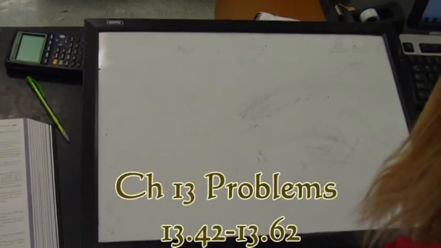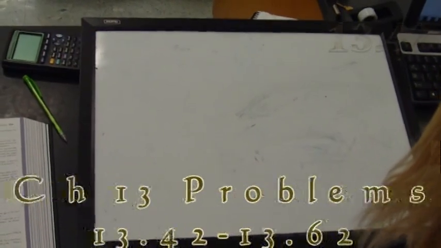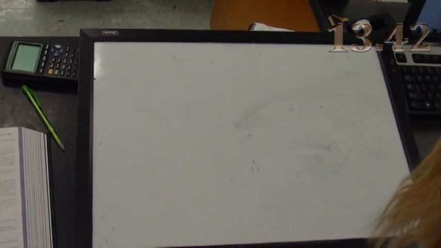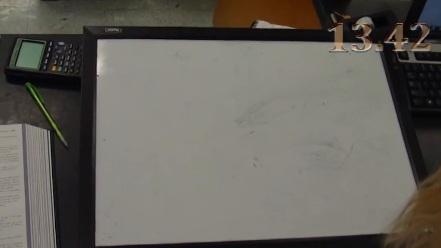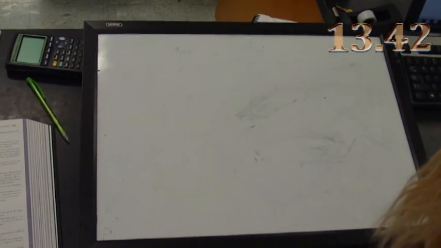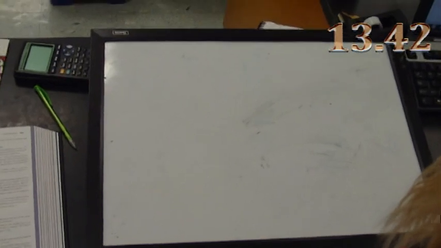Okay, question 13.42. Consider the formation of a solution of aqueous potassium chloride. Write the thermochemical equation for the conversion of solid potassium chloride into its gaseous ions and the subsequent formation of the solution by hydration of the ions.